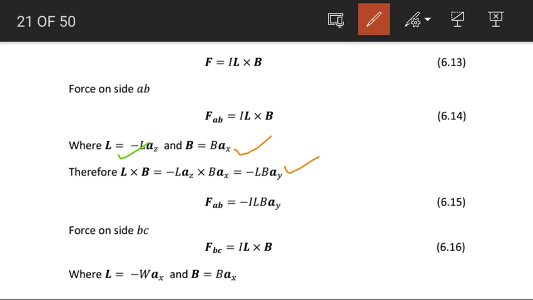If we put the values in equation number 6.14, the force on side AB will be equal to minus ILB. So the force on side AB will be in the direction of the unit vector minus ay.